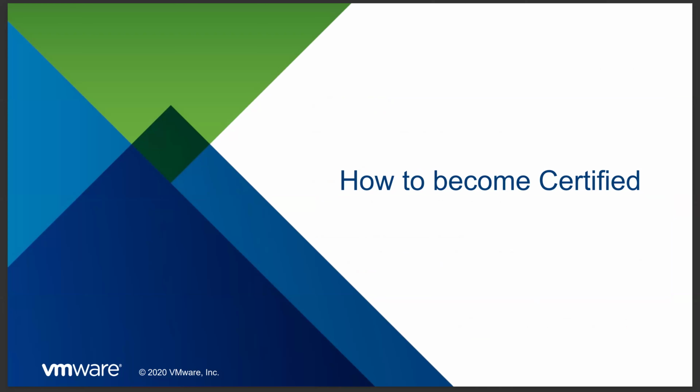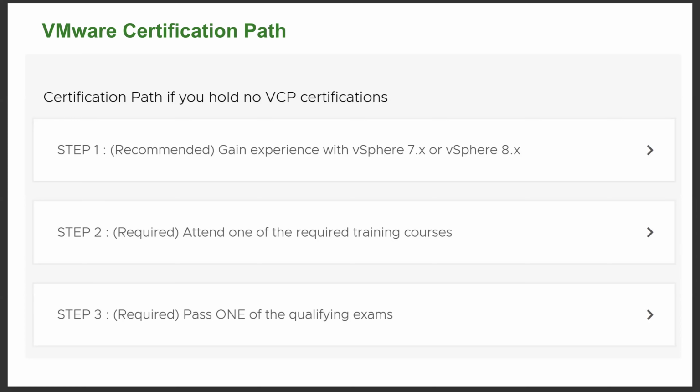All right, having gone through that, now we can take a look at how to become certified. I've taken screenshots from the VMware website, so we know this is the official information from VMware as to the process to achieve certification. It's a three-step process. Step one is to gain experience on VMware vSphere version 7 or version 8. Their product is currently at version 8, and the previous version is version 7.